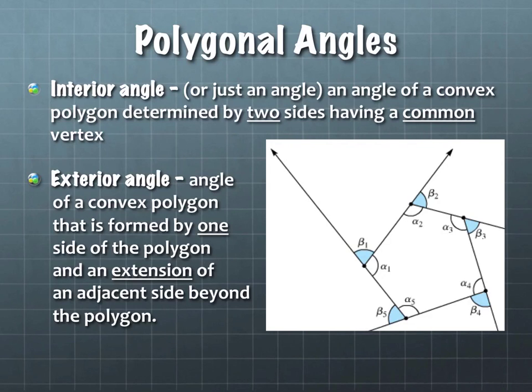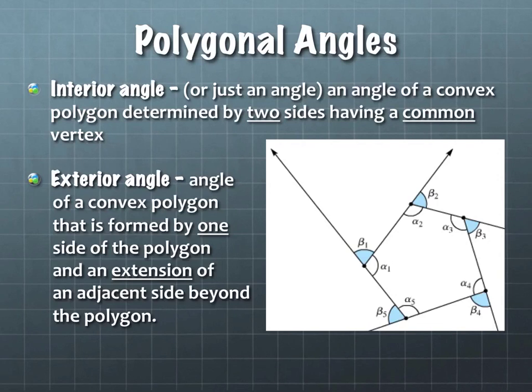All right, so let's talk about angles. An interior angle, or sometimes called just an angle, of a convex polygon is determined by two sides having a common vertex. So this shape in here, what is this shape? Pentagon. Good job. It's got five sides. And all of the alphas with the subscripts, alpha 1, alpha 2, all the way up to alpha 5, are the interior angles. They're the ones that are not shaded in blue. They're kind of just clear or white. Okay? They're not colored in.